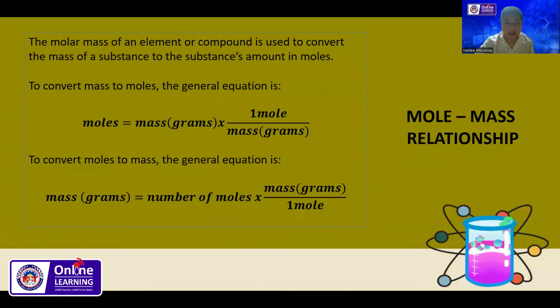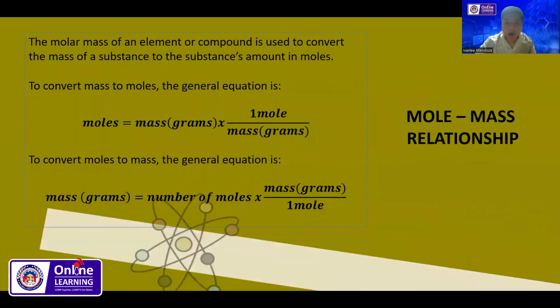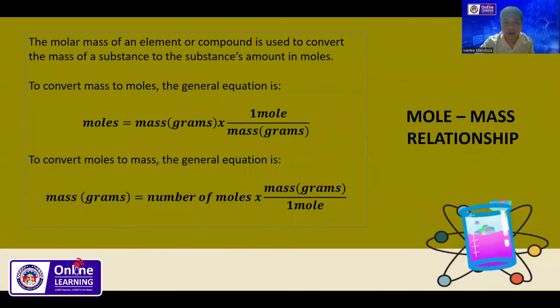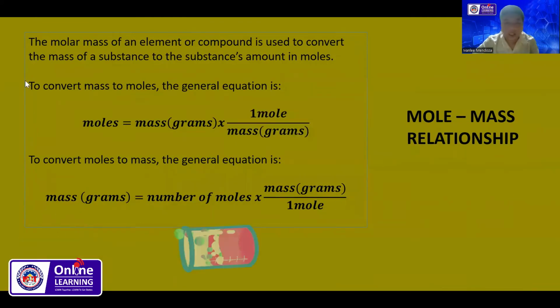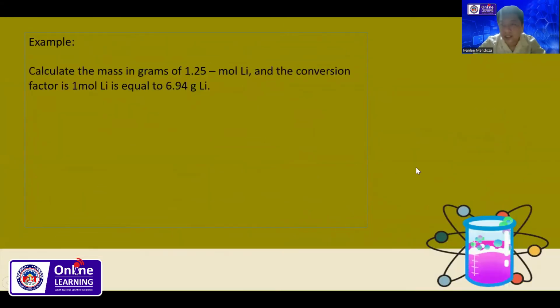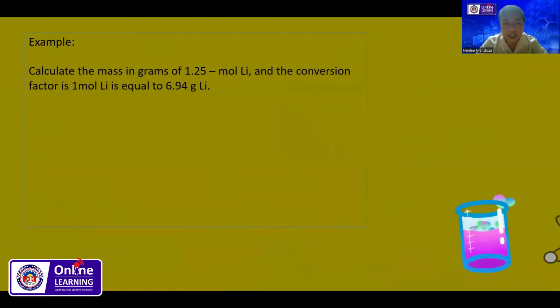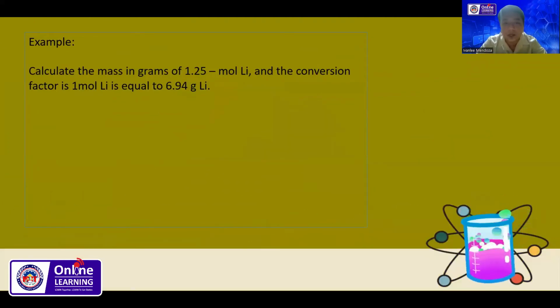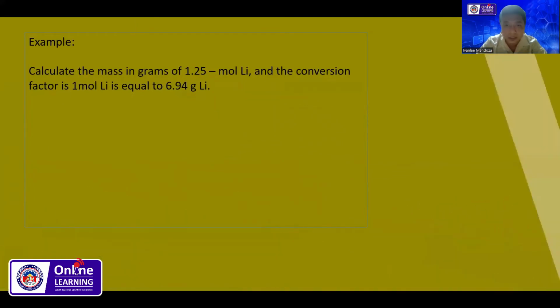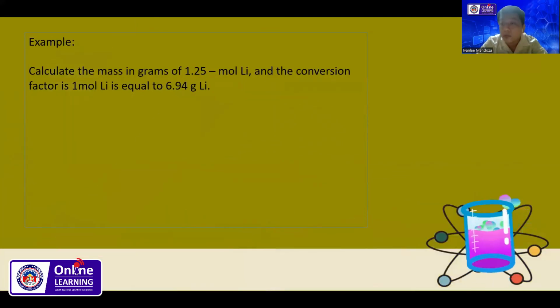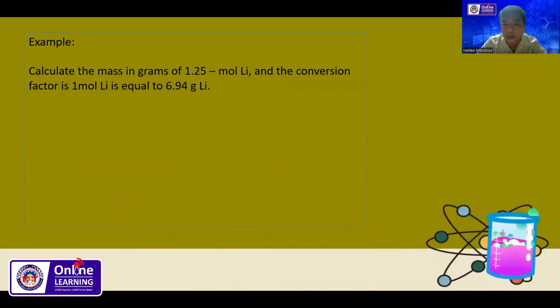It depends on the particular problem. If the problem requires solving for moles, we need to use mass to mole. And if the problem requires solving for mass, we need to use the moles to mass conversion. In line with that, let us try an example regarding that particular formula. Let us calculate the mass in grams of 1.25 mole lithium. The conversion factor is 1 mole lithium is equal to 6.94 gram lithium.